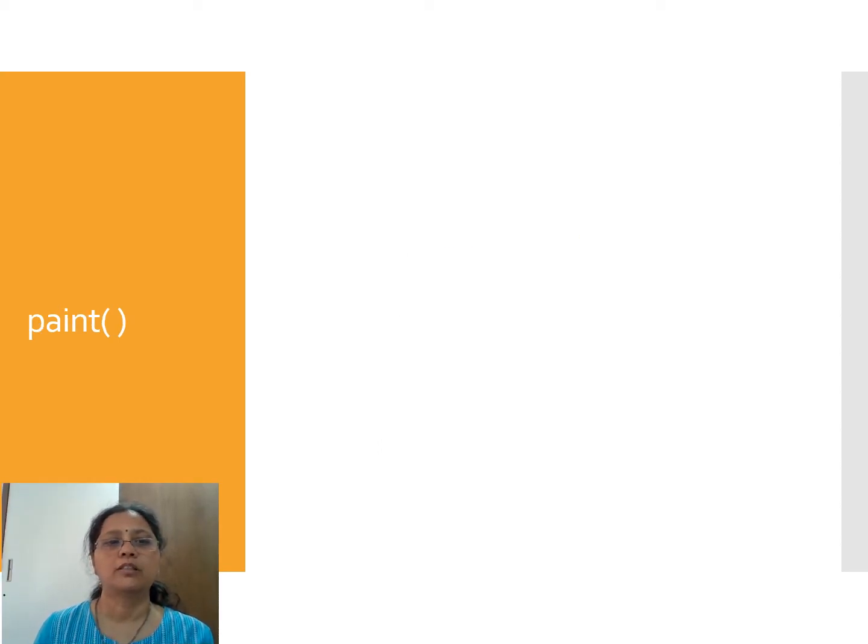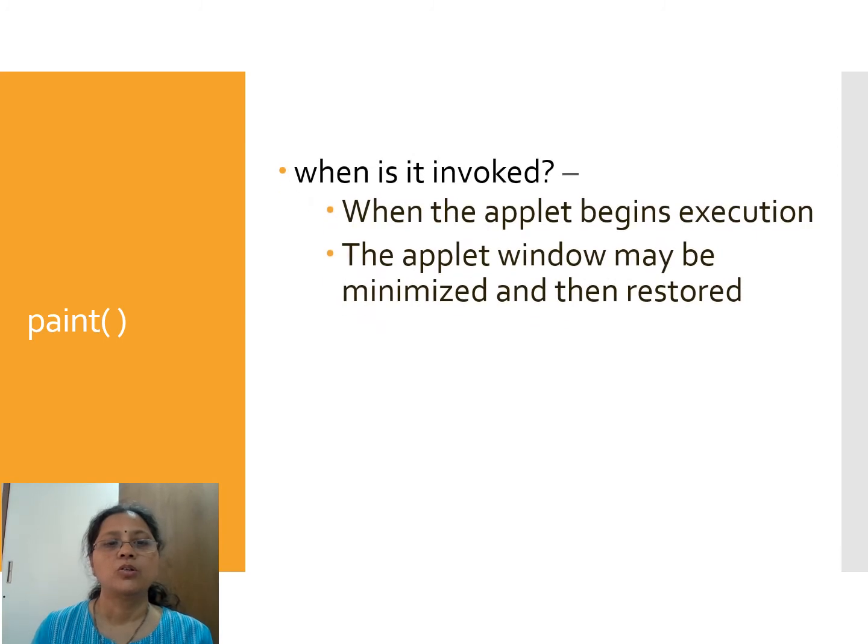The third method that we'll discuss is the paint method. Whenever the applet window is minimized and then restored, paint is also called. So it is invoked in these two cases: whenever the applet begins its execution and whenever the applet window is restored. So whatever the cause, whenever the applet must redraw its output, paint is always called. So these three methods, that is init, start and paint, are called at the beginning of an applet.